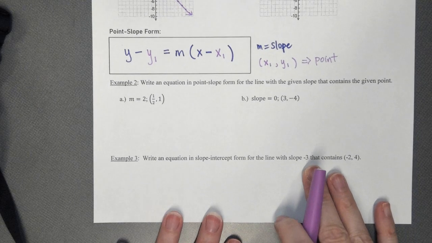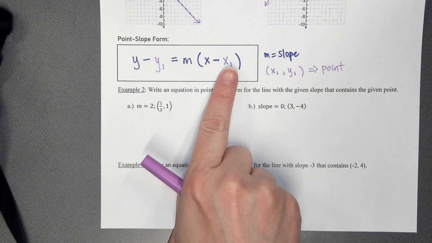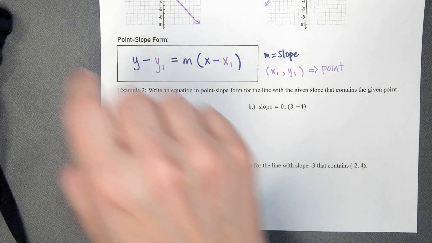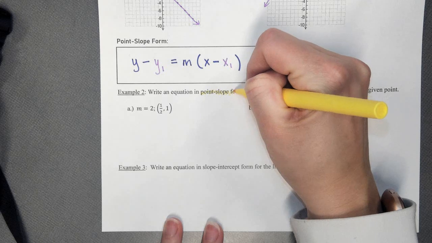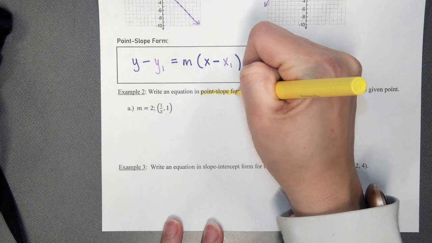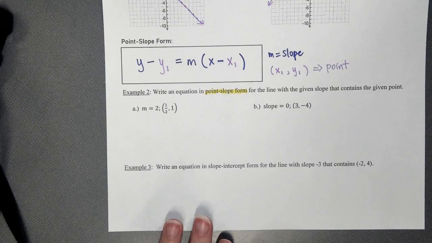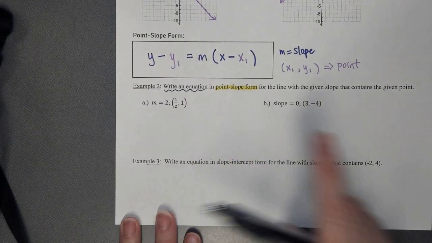All right, and then the first thing we're going to do today is we're just going to be plugging this in. So we have a slope, and then we have a point that we're going to plug into this equation. So it says to write the equation in point slope form. Okay, so if it says point slope form, write the equation in point slope form for the line with the given slope that contains the given point. Notice if it says write an equation, your answer is going to be an equation.